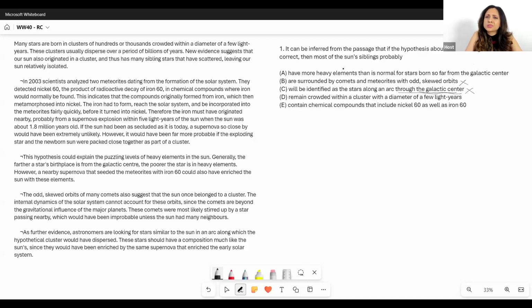Now, we know that the siblings dispersed, right? So the siblings probably remain crowded. That is incorrect, right? We are given that they dispersed, so wrong.